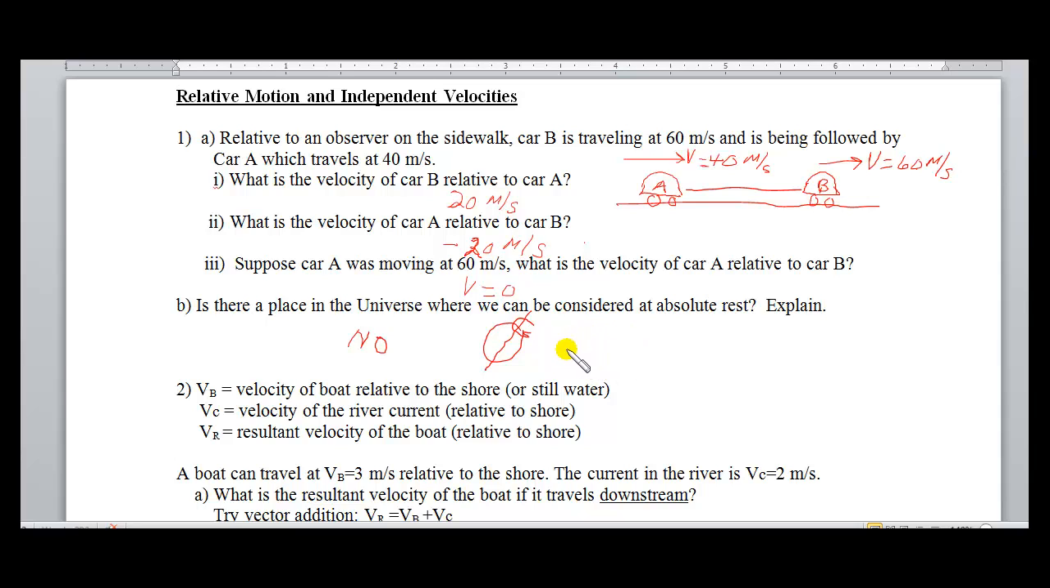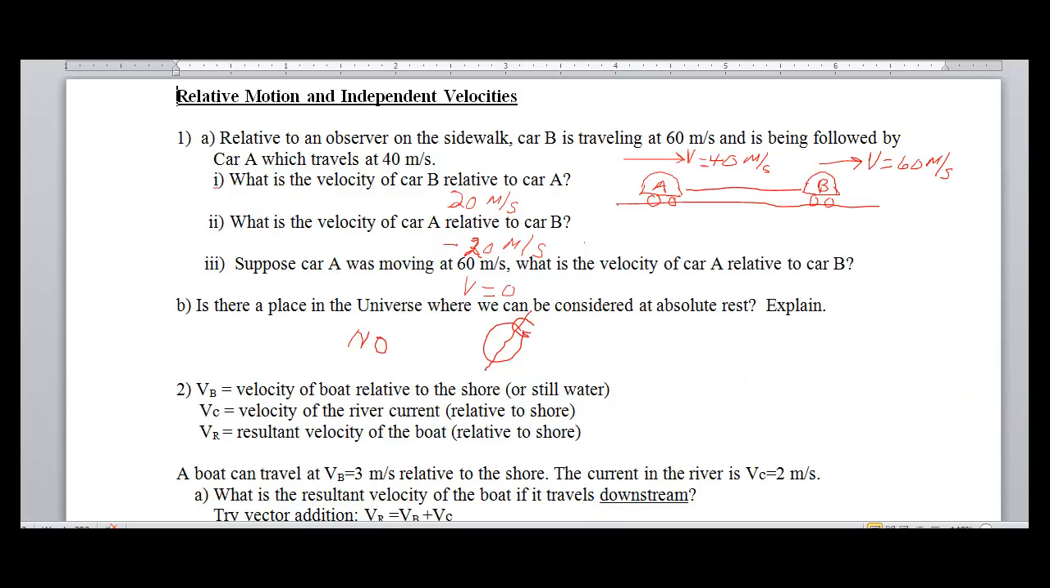So basically, this is what we're talking about when we say motion is relative. In some circumstances, you may consider yourself at rest, but from a different point of view, a different frame of reference, you could be moving at 20 meters per second, 1,000 meters per second, 1,000,000 meters per second. That's what we mean by motion is relative.